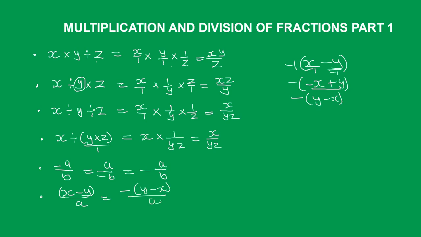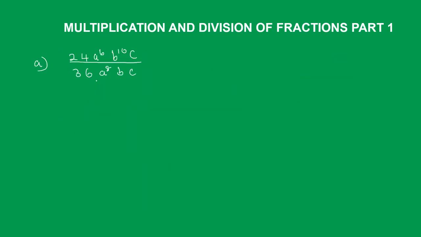Let's look at a few examples. Simplifying this one, let's look at the numerical coefficients, 24 and 36. The highest common factor there is 12. So we can say 12 into 24 is 2, 12 into 36 is 3. So we have 2 over 3.